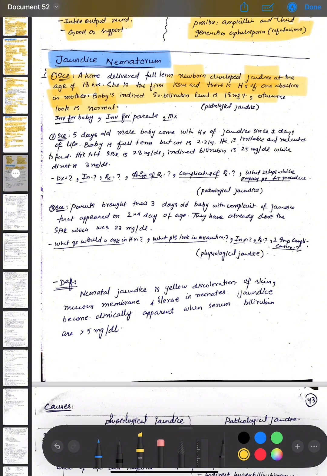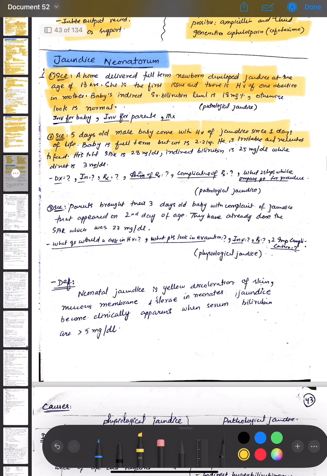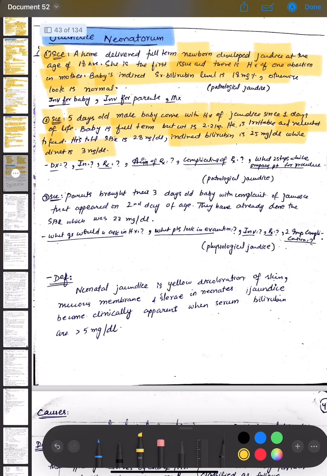Another scenario is that there is a 5 days old male baby who comes with a history of jaundice since 1 day of life. Baby is full term but weight is 2.2 kg. He is irritable and reluctant to feed. Indirect bilirubin is 25 milligram per dL, while direct is 3 milligram per dL. So, what is the diagnosis, investigations, and the treatment?